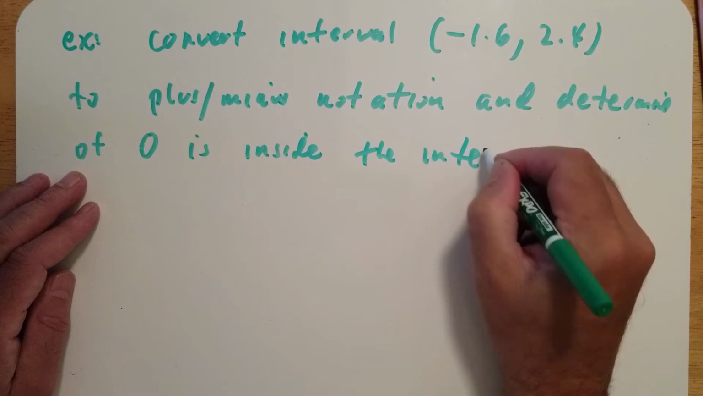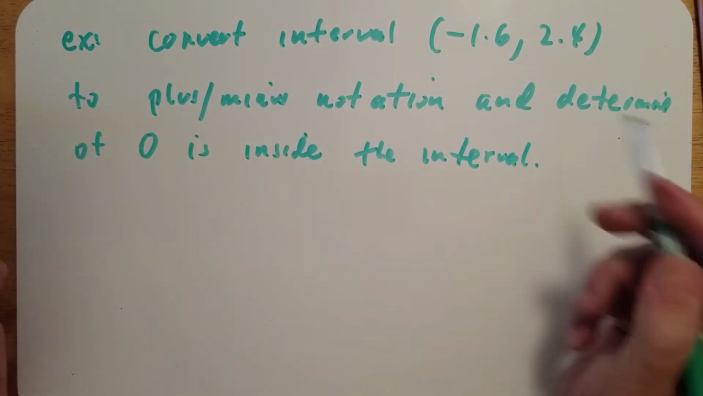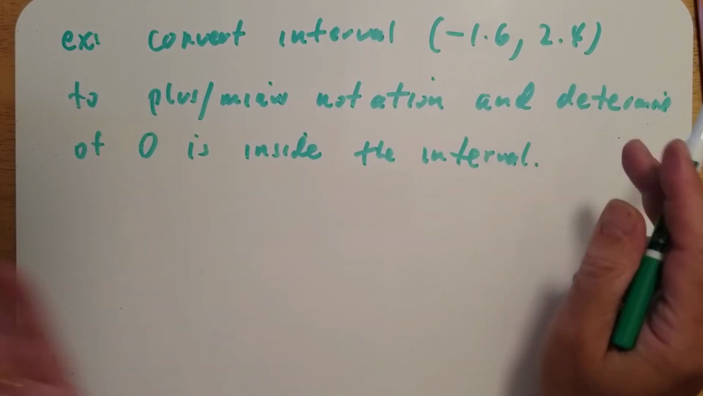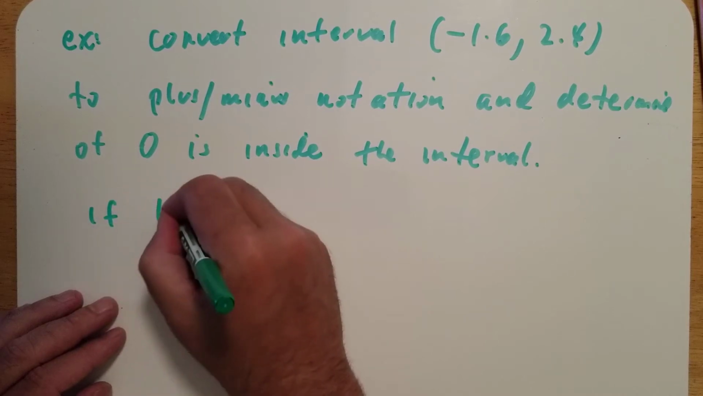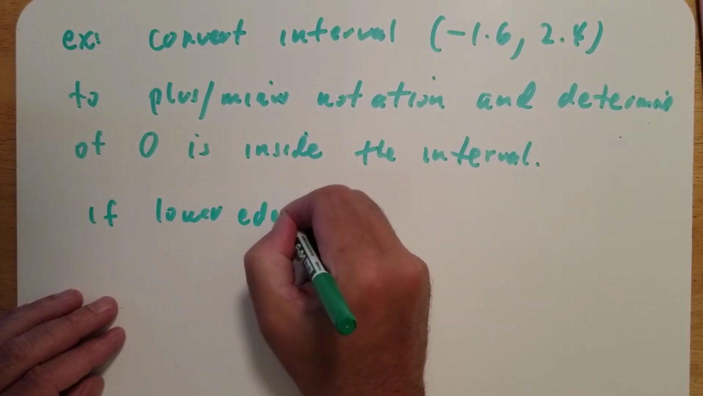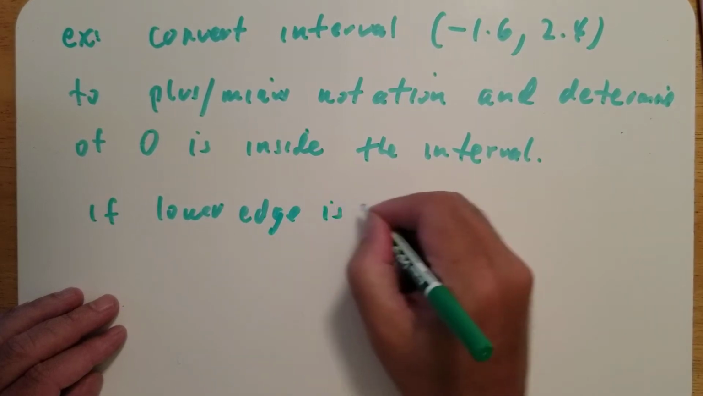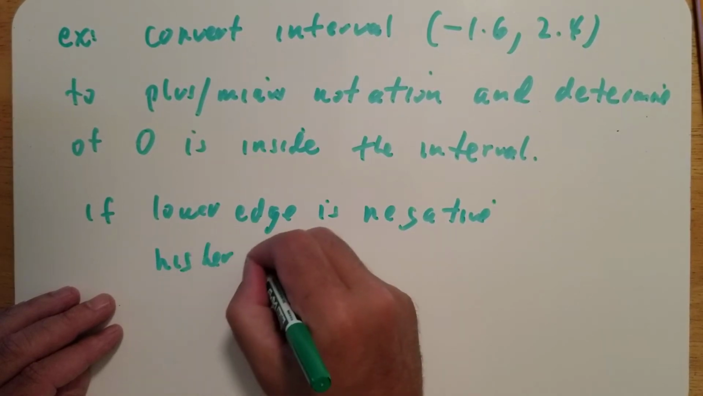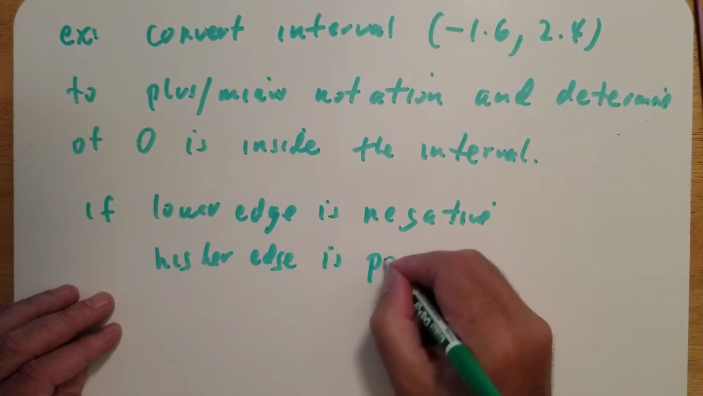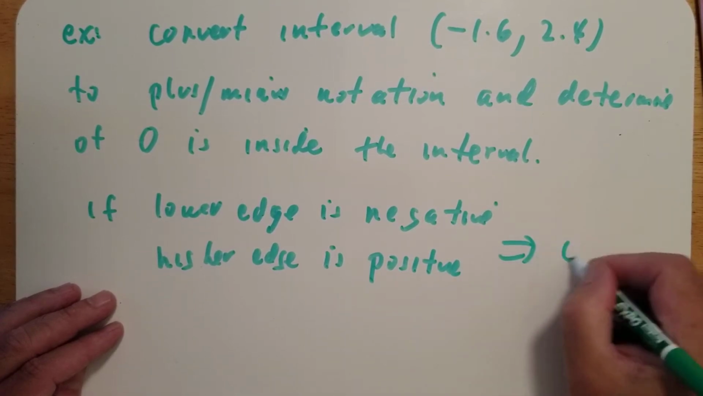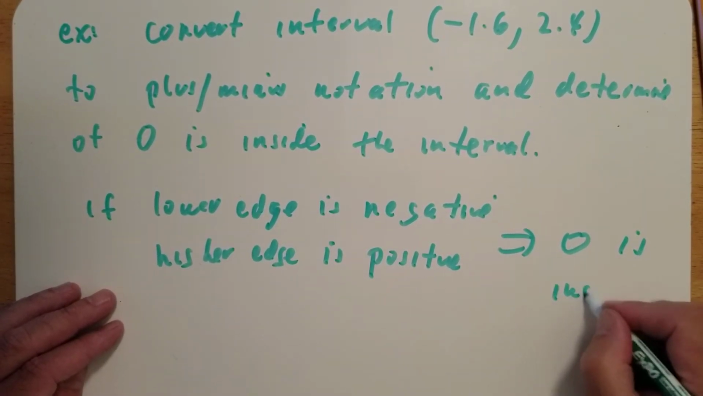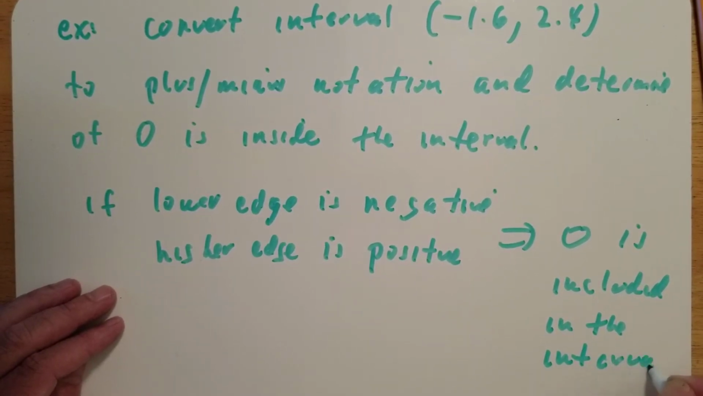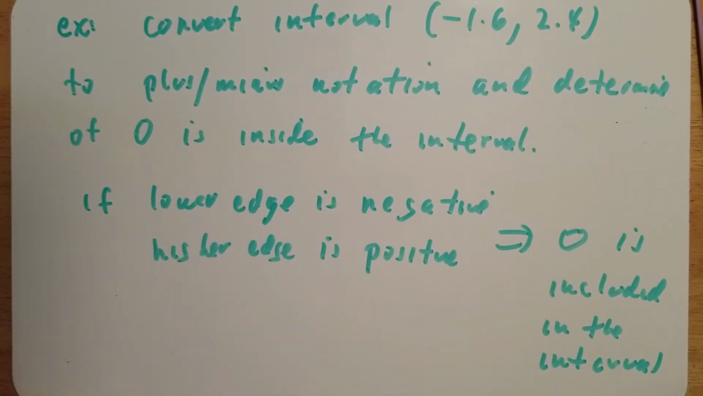the interval. Okay, well, first of all, because the lower number is negative and the higher number is positive, 0 is going to be in between. So if the lower edge of the interval is negative, the higher edge is positive, that means 0 is included in the interval. Okay, so that question can be dispensed with pretty much immediately. Yes, 0 is inside the interval.